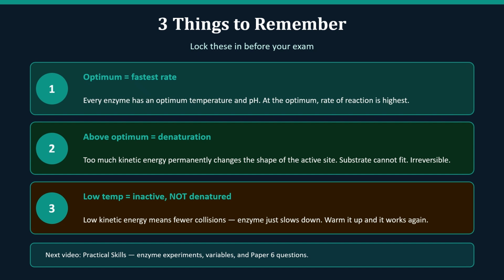It cannot be undone. Number 3. This is the trap. Low temperature does not mean denatured. It means inactive. Low kinetic energy means few collisions. But warm the enzyme up and it will start working again.